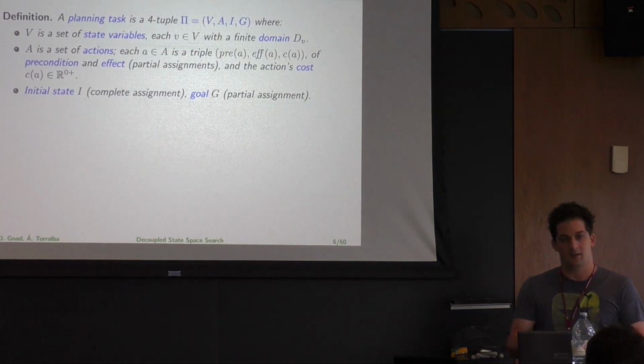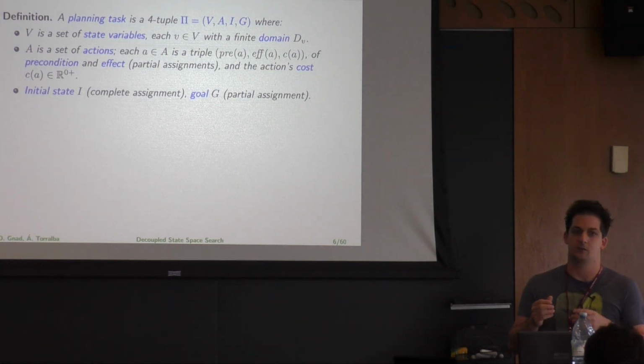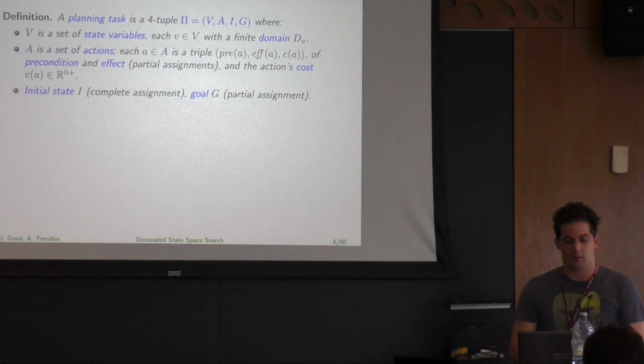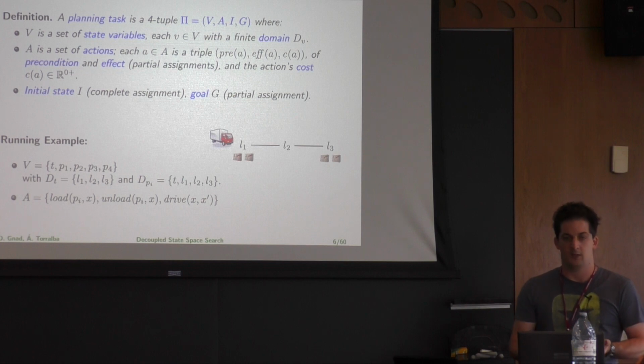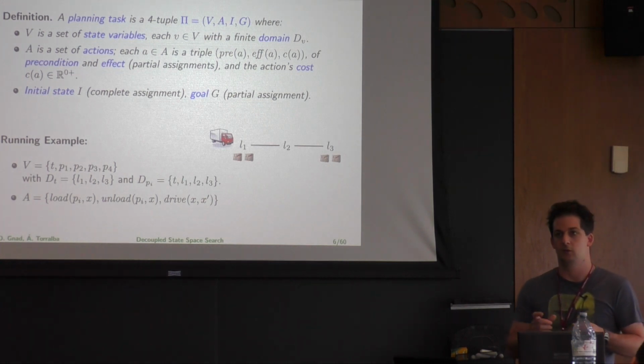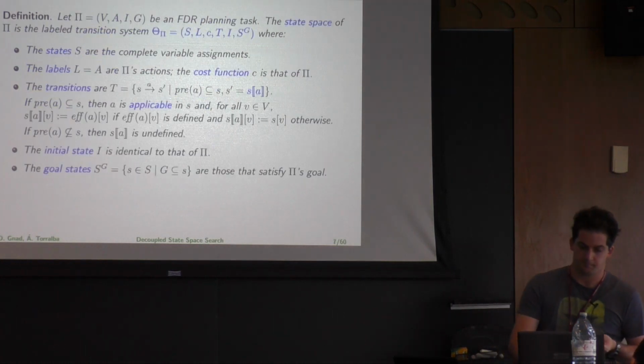So yeah, classical planning, as before, we have our classical planning task. We have state variables and actions that change the states. We want to achieve a certain goal condition by applying actions from the initial state. The running example will be as in our previous example. We have the truck and 4 packages that need to be transported on the map.